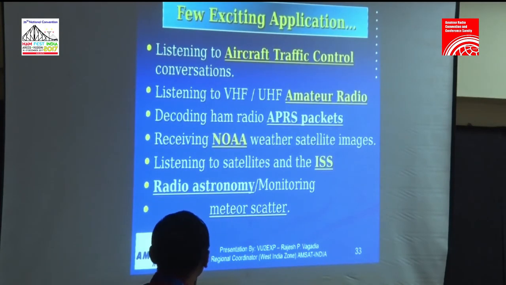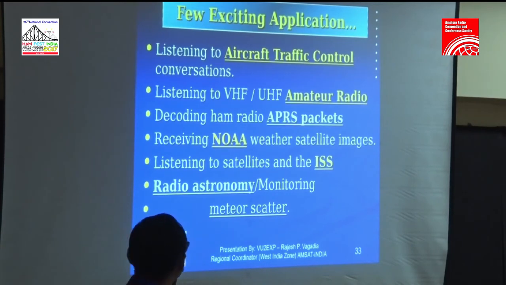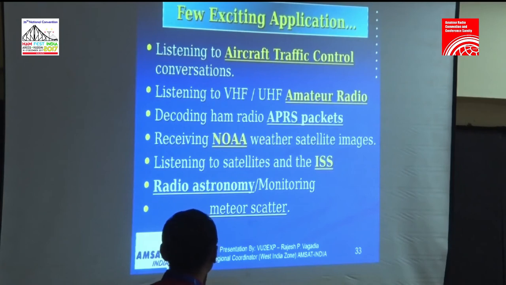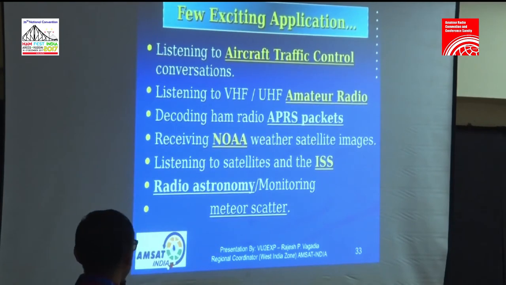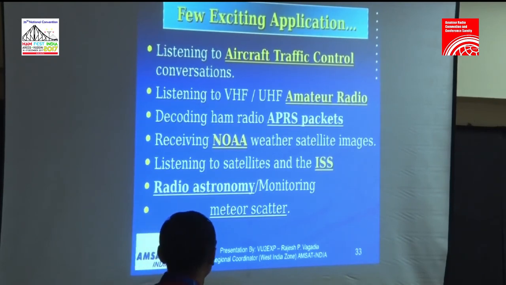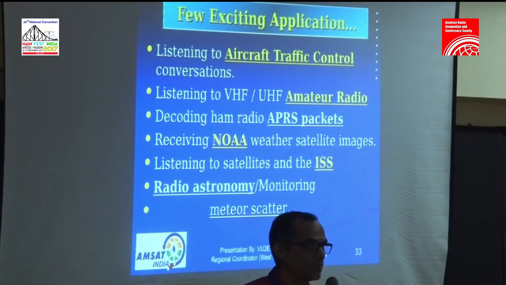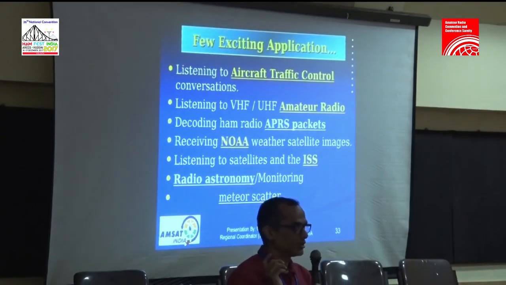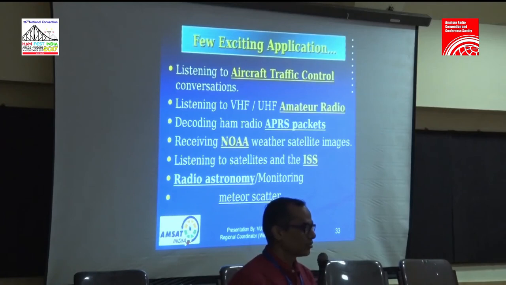You can also do a few exciting things with the help of RTL-SDR. You can listen to aircraft ATC conversations, listen to VHF and UHF amateur radio bands, decode ham radio APRS packets, receive raw weather satellite images, and listen to satellites and the ISS. Also, you can do some radio astronomy and monitor meteor scatter with the help of RTL-SDR. So there are a number of opportunities with this simple basic dongle, which costs around $25. The possibilities are endless. The RTL dongle is basically for SWLs who do not have any license.